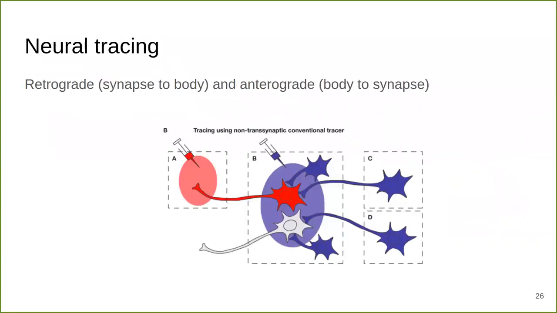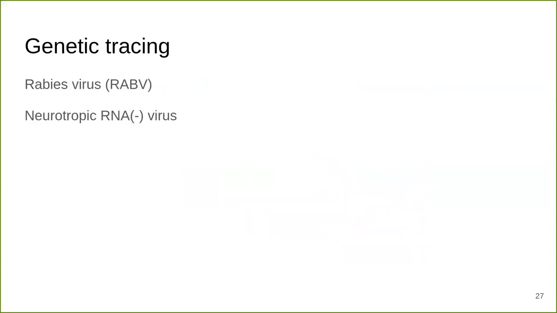But as for very high resolution techniques, we can also discuss finding the connectivity with the resolution of a single cell. And for this, you can use techniques that are called neural tracing, and it can be both retrograde from synapse to body and anterograde from body to synapse. So in some cases, in very specific cases, you would want to know where a cell projects, so what does it innervate.